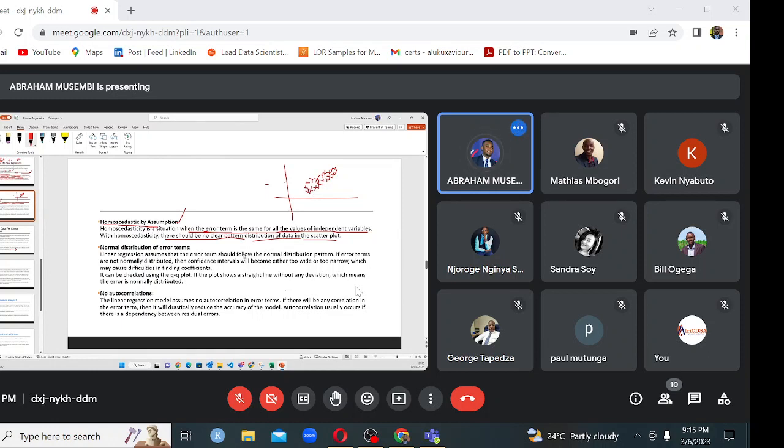So you can see with this a clear pattern within our data points. But the opposite of homoscedasticity is heteroscedasticity, whereby our error terms are distributed all over. You can't find any specific pattern in the distribution of our data points. It's like our data points are distributed all over.